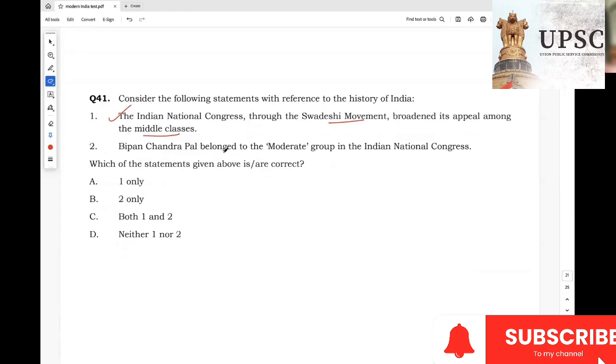Bipin Chandra Pal belonged to the moderate group in the Indian National Congress. Lal, Bal, Pal, and Ghosh, all four of them are extremists. This is a very easy fact to understand. Option A.